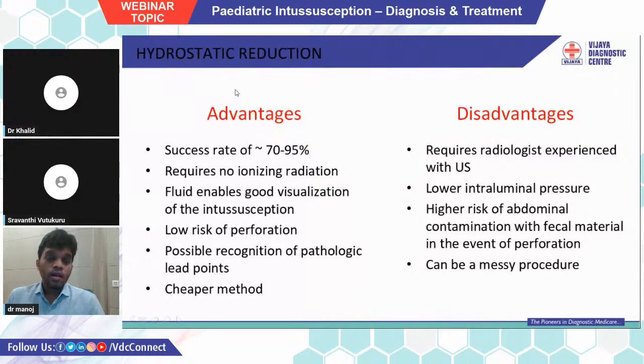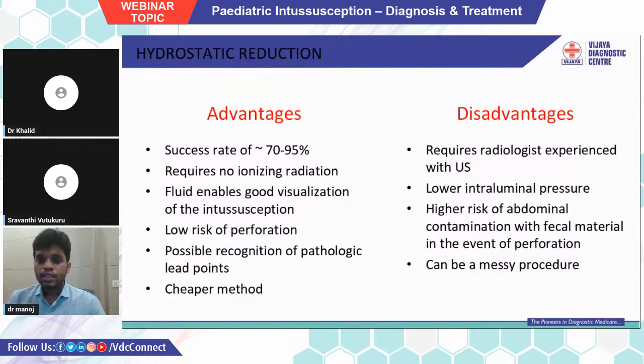But the advantages of hydrostatic reduction include that the success rate is basically similar for both of them, and in cases where USG is used, there is no ionizing radiation, and it enables visualization of the intussusception as well as the lead point. There is lower risk of perforation because lower intraluminal pressures are achieved, and it is obviously cheaper.